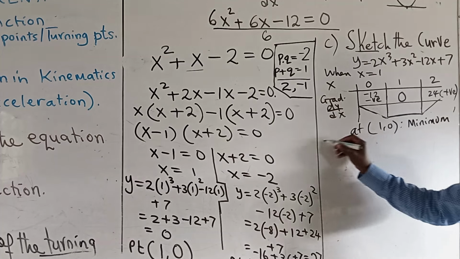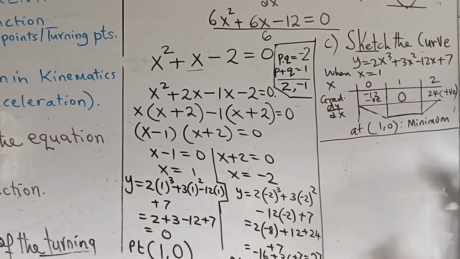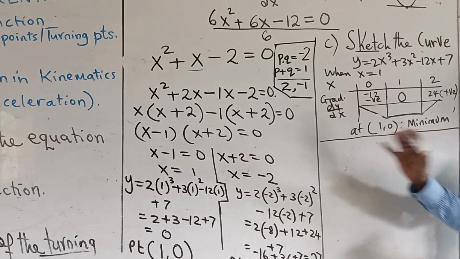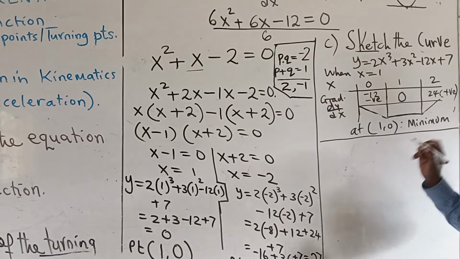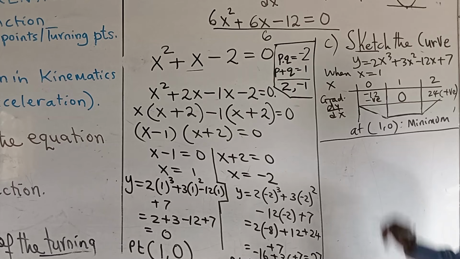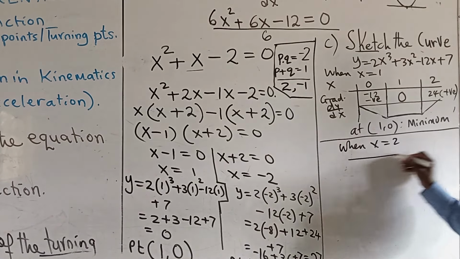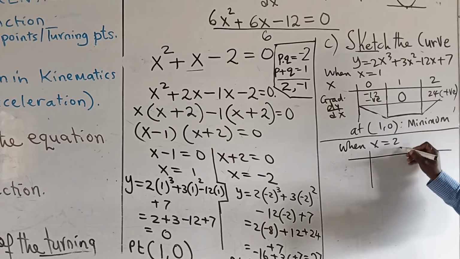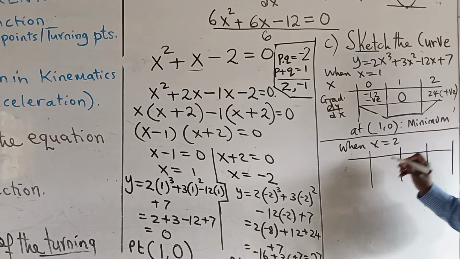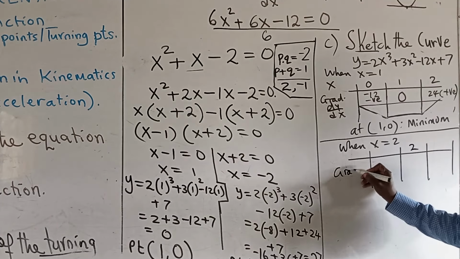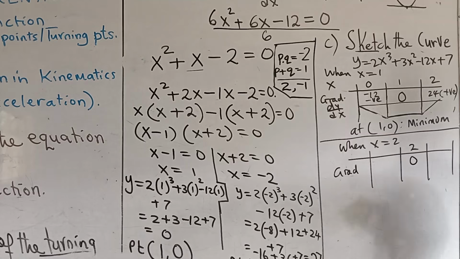It is a minimum. That is the conclusion that we need, so that later on we shall do the curve sketching. So we need to determine the nature of these points so that we can move to curve sketching. Then we move to the second turning point. When x is equal to 2, we need a similar kind of table whereby we shall have the values of x. Maybe we start with x is equal to 2, the gradient at x is equal to 2 is 0.